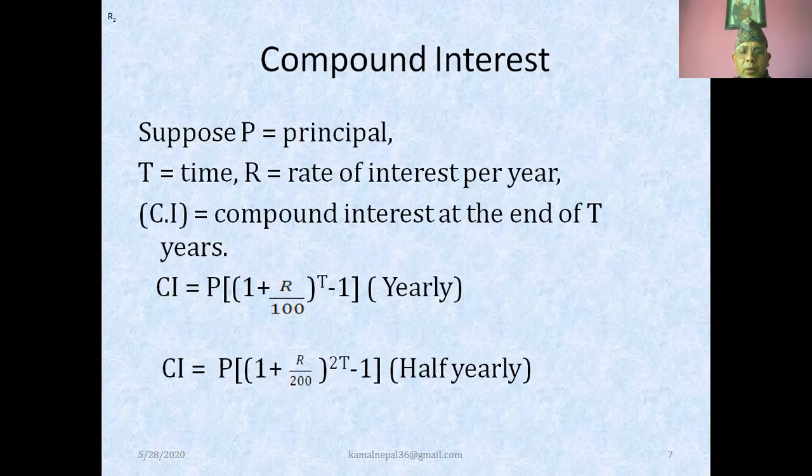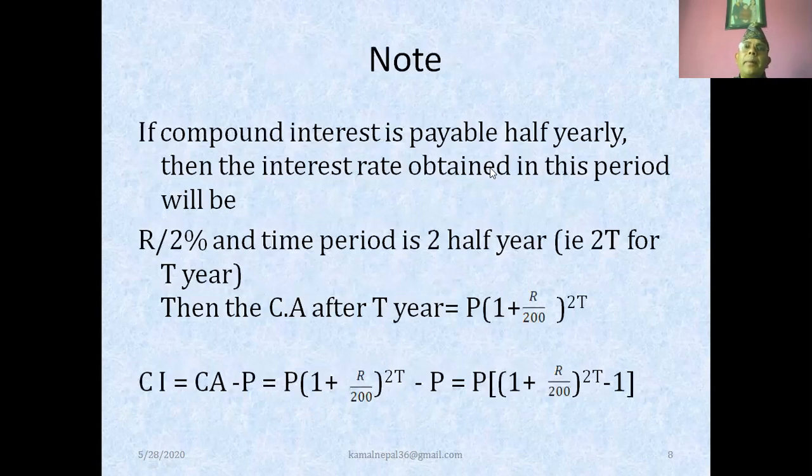We'll discuss this in another section. I will discuss this term half yearly in another class also. I want to show only this formula: CI is equal to P times (1 plus R by 200) power 2T minus 1 for half yearly. Similarly, if the compound interest is payable half yearly, then the interest rate in this period will be R by 2%, and the time period is 2T, that is 2T for T years. Then CI is equal to this one. We'll discuss this in another section.